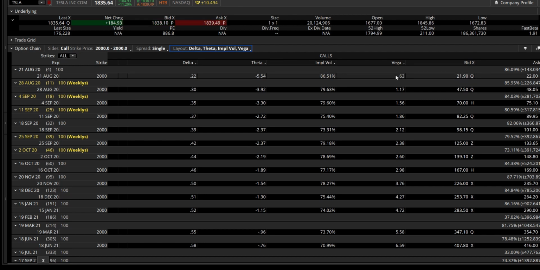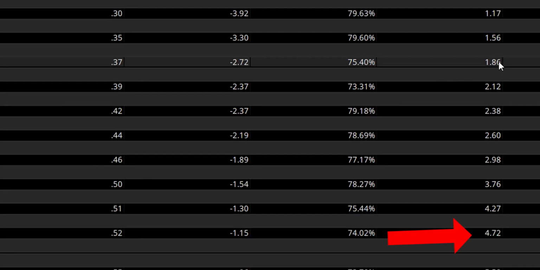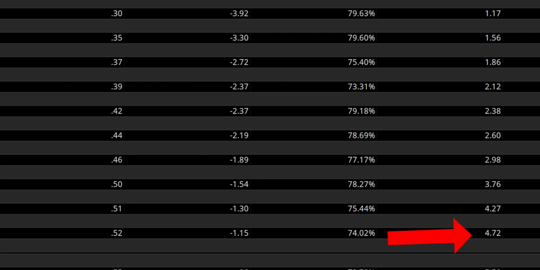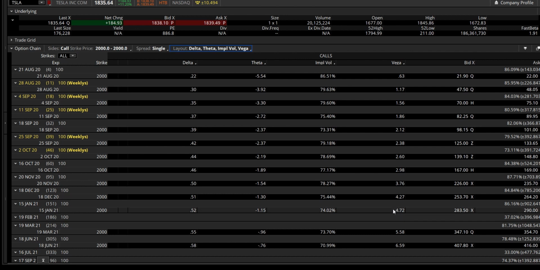So why do I tell you to always get a cheap implied volatility call option when it goes further out? Because let's look at the Vega. The Vega is almost 5. Okay, so the Vega is 10 times bigger than the Vega on a 1-week option. So what does this mean? This means that if volatility drops out here, you're going to lose 10 times as much.